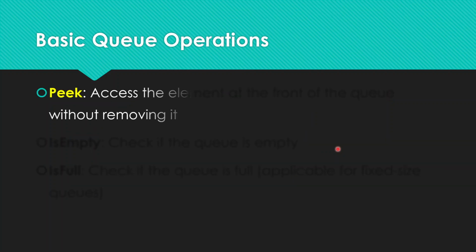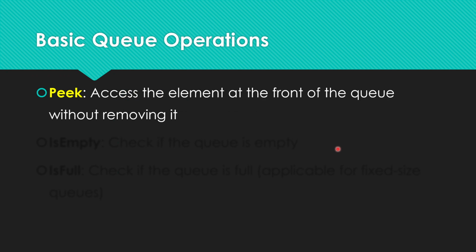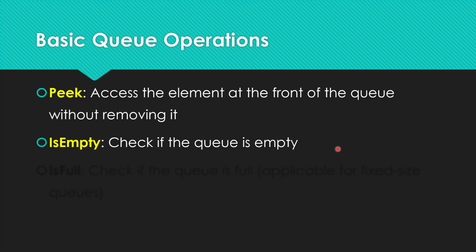The other operations of a queue include the peek operation, and as you might have guessed, just like in a stack, this is used to access the first element in the queue, which is the front of the queue, without really removing it.